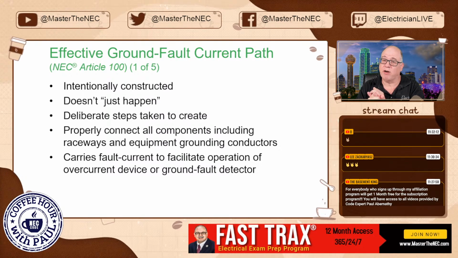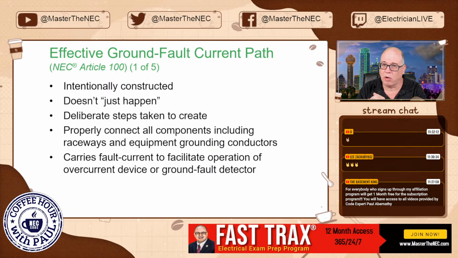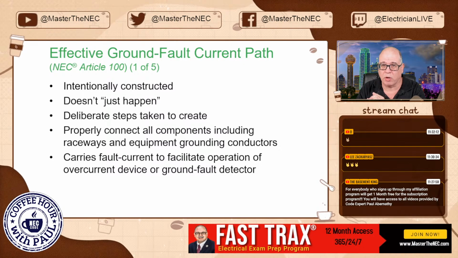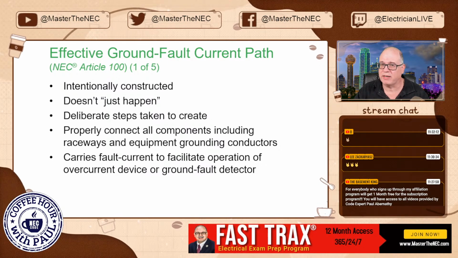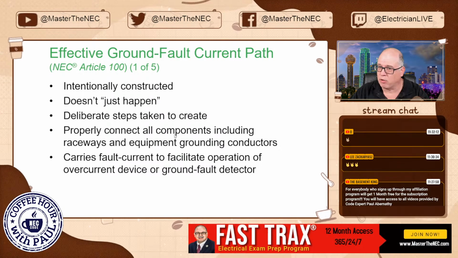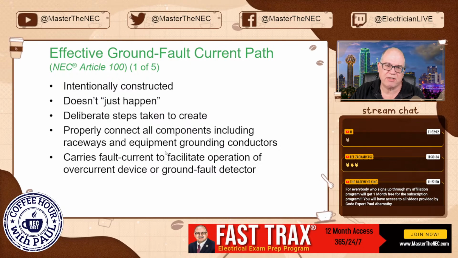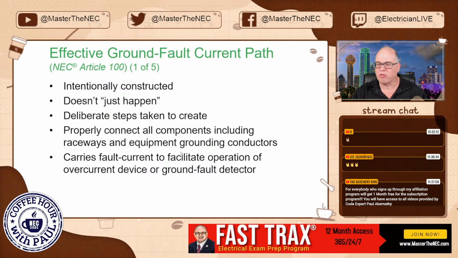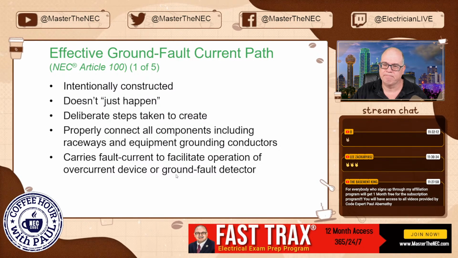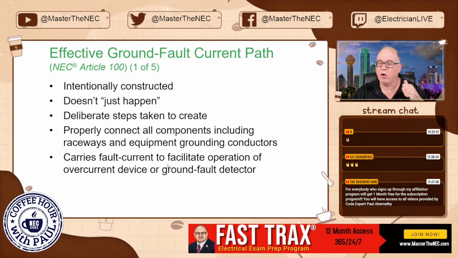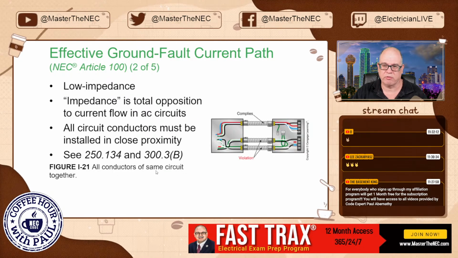When it comes to an effective ground fault current path, there's probably nothing more important than making sure we clear an overcurrent device when a short circuit, ground fault, or overload condition takes place. So let's make sure that path is intentionally constructed. It doesn't just happen. We have to follow the steps to do it right. You need to habitually train your folks on that. Properly connect all those components, whether it's the raceway, the fittings, the terminations, connection to cabinets, all of that. It carries fault current to facilitate the operation of the overcurrent device, as well as, in some cases for ungrounded systems, ground fault detectors, okay?